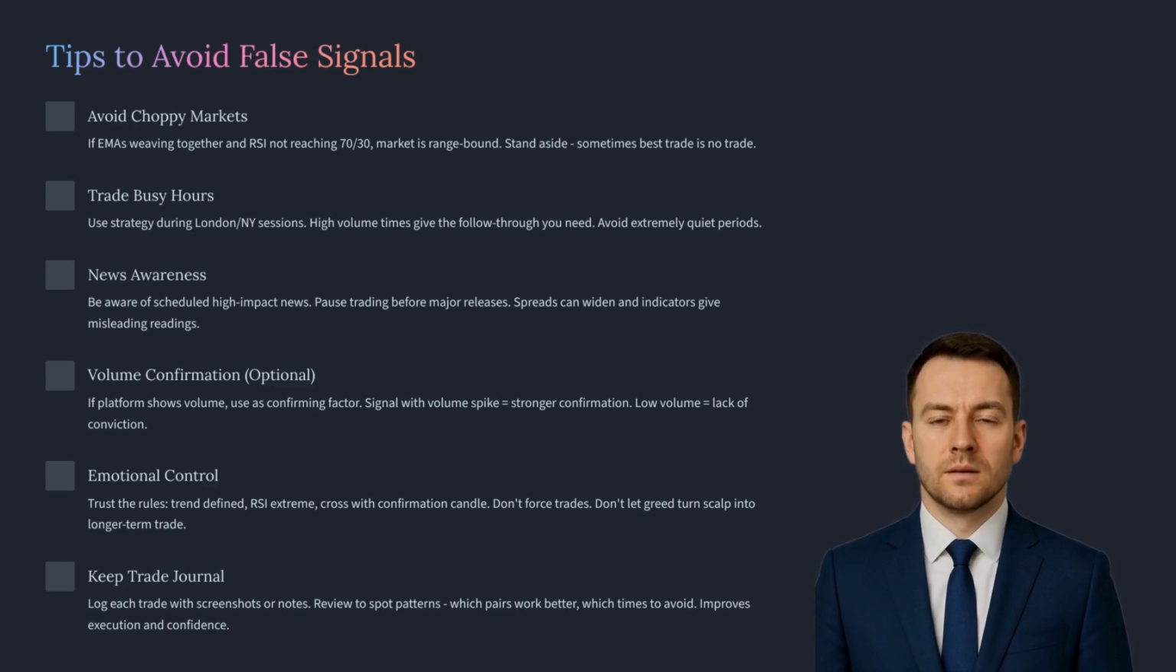Keep a trade journal. It might help to log each trade, with screenshots or notes, and review them. Over time, you'll spot if, say, certain pairs work better for you, or if you often got burned trading during lunch hours, etc. A journal can improve your strategy execution and confidence. By incorporating these tips and continuously practicing, you can filter out many low-quality setups and focus on the high-probability ones.